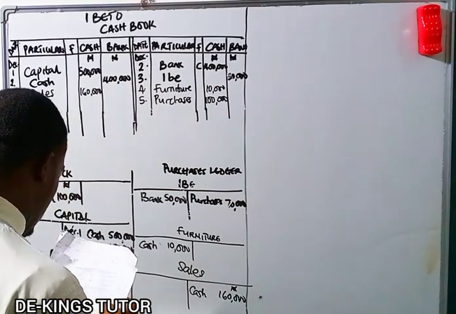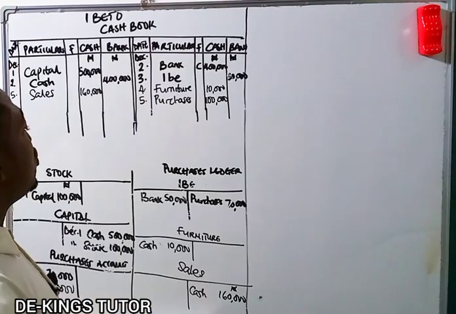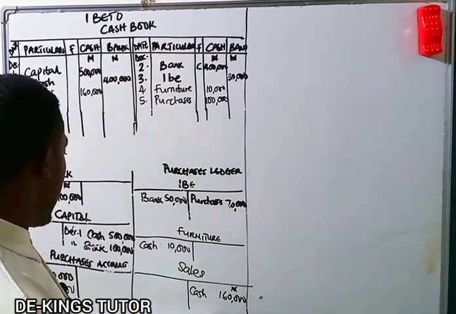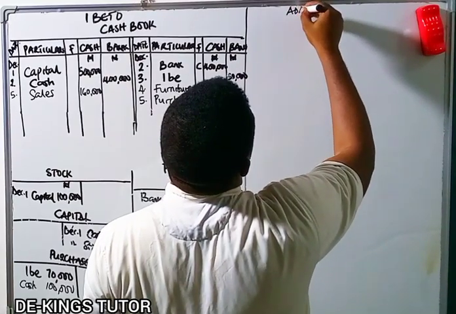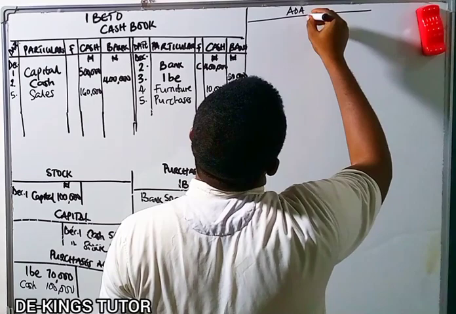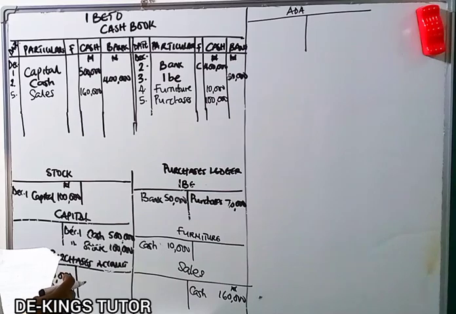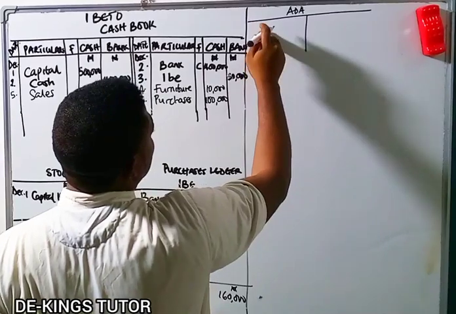Now the next one, we're going to have sold goods on credit to Ada 90,000. Now the sold goods on credit to Ada will not pass through here. So we're going to open Ada's account. So if we have Ada, since they sold goods to Ada, how much is it? 90,000. So it will come here, and that is receiving the goods.